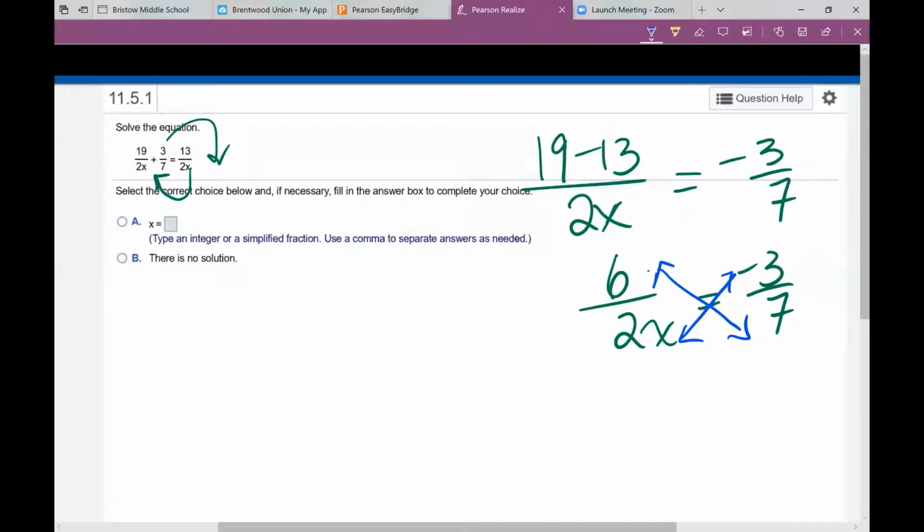So I'm going to go from top to bottom, left to right here first. 6 times 7 is 42. And I'm going to go from bottom to top. 2x times negative 3 is negative 6x. And if I divide each side by negative 6 to solve for x, I get the answer of x is negative 7. So I would put negative 7 into the box and then move on.